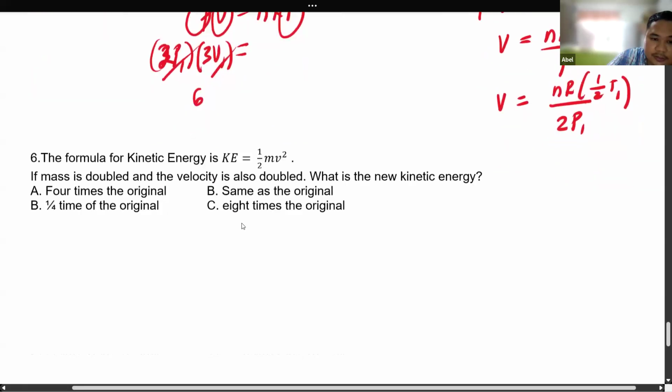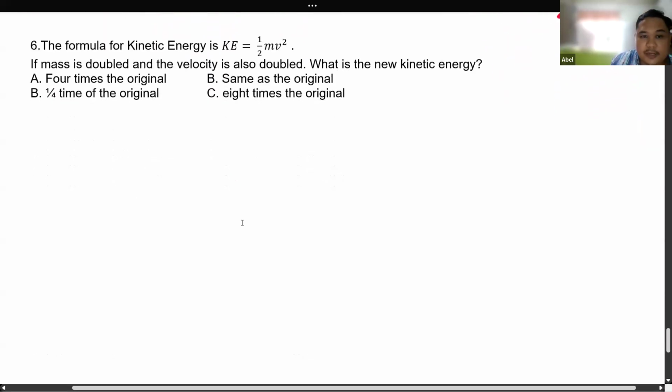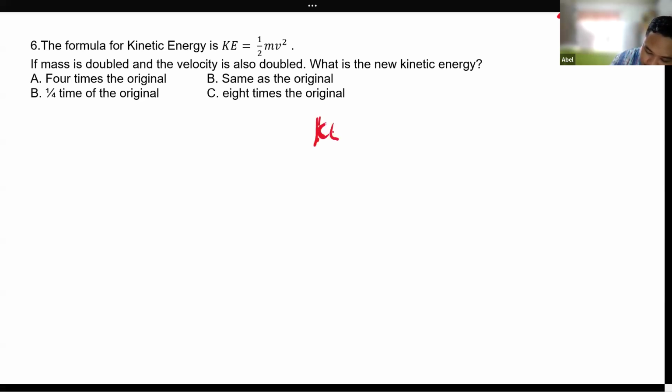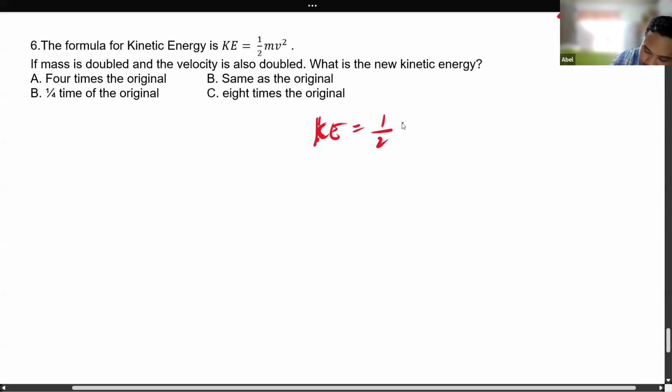How about number 6? The formula for kinetic energy is 1/2 mv squared. If the mass is doubled and the velocity is doubled, what is the new kinetic energy? So let's try to look here. Kinetic energy is equal to 1/2 mv squared. If the mass is doubled and velocity is also doubled, so 2 times v and then square.